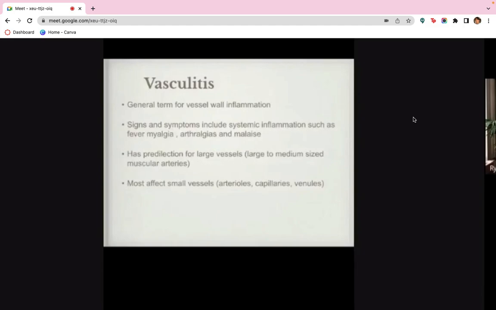Next, we go now with your vasculitis. Okay? So from the word itis, meaning inflammation, it is a general term for vessel wall inflammation. Okay? The signs and symptoms include systemic inflammation such as fibromyalgia, malaise, and arthralgias. Has predilection for large vessels and most affect small vessels like your arterioles, the capillaries, and your venules.